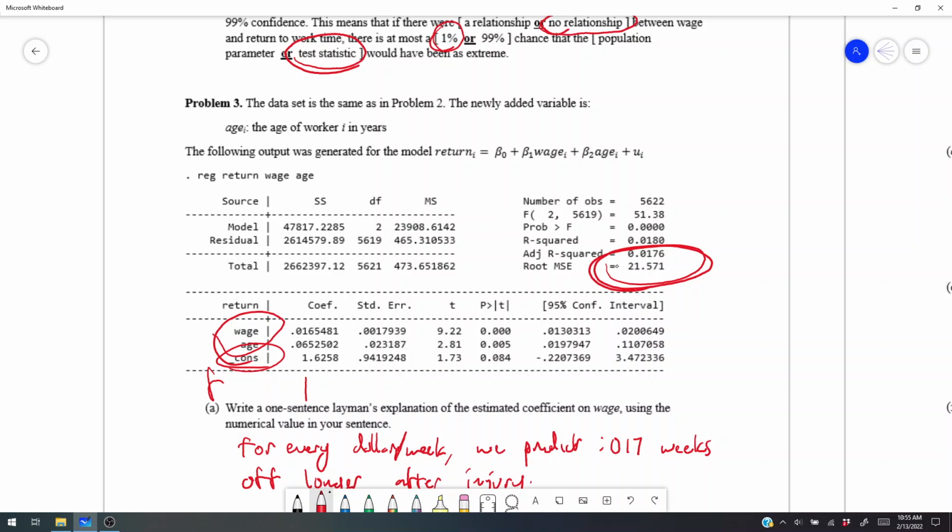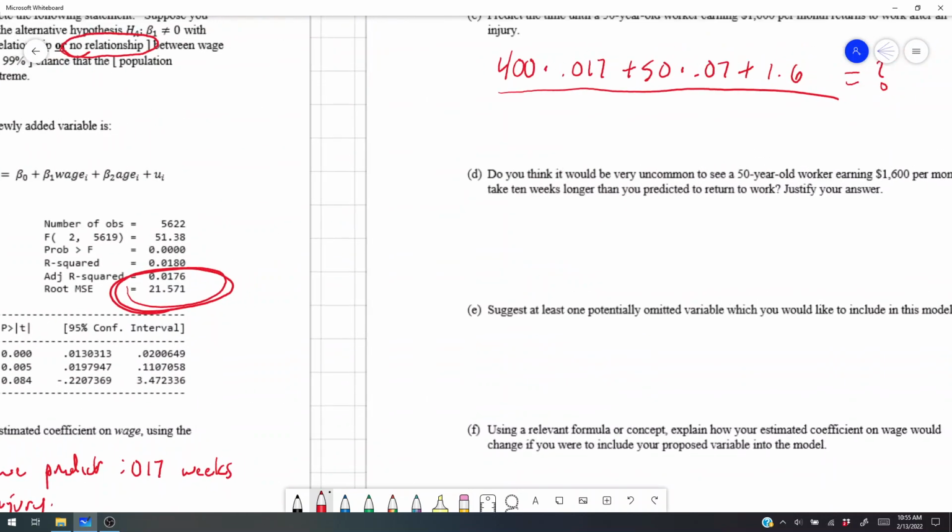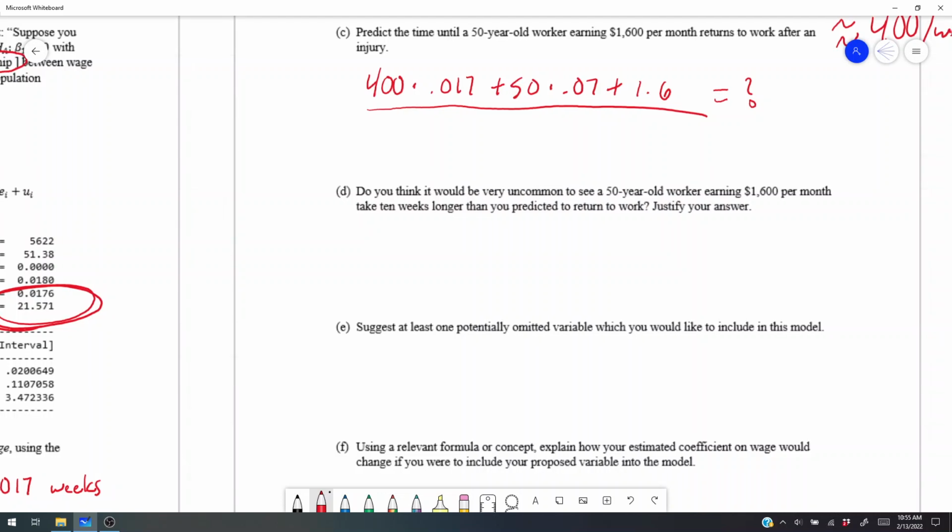Well, if on average you're off by something like 22, would it be uncommon to see somebody be 10 weeks off? No, I don't think it would be uncommon at all. I think it would be very common. RMSE is 22. So on average, we're off by 22. That makes 10 sound like a relatively good outcome, right?